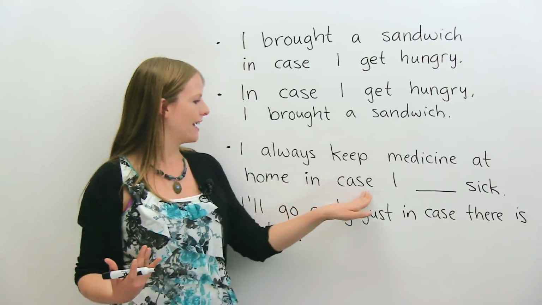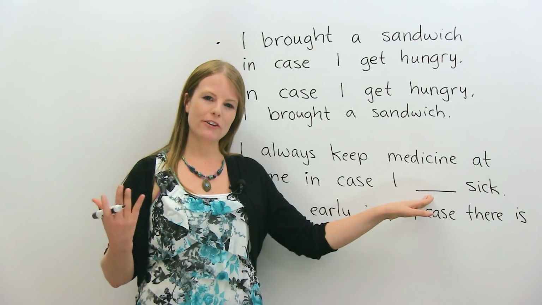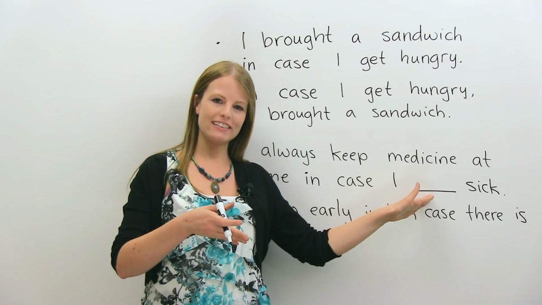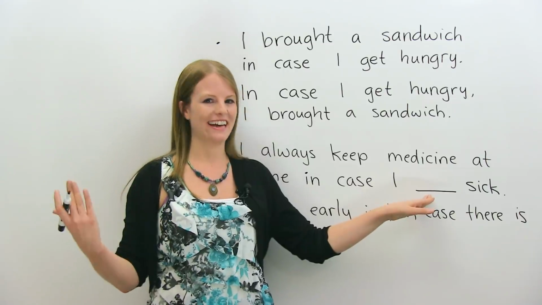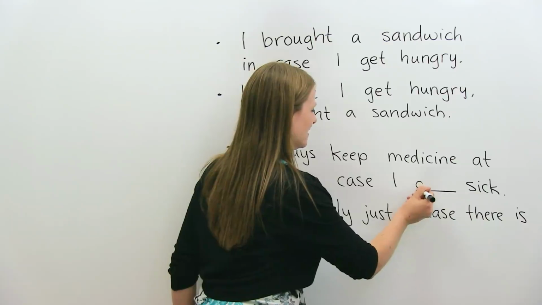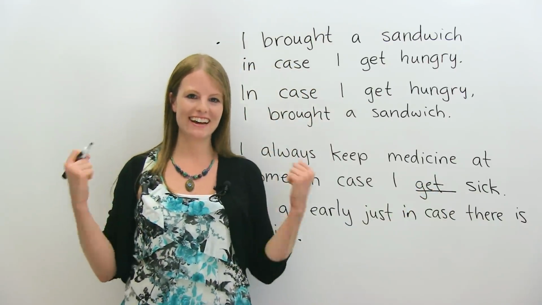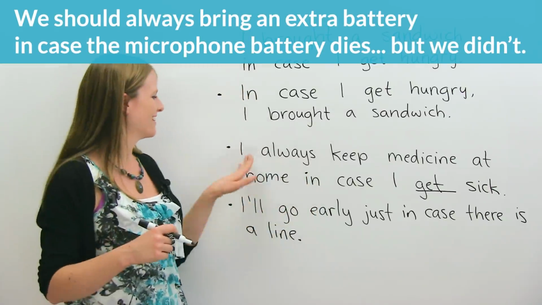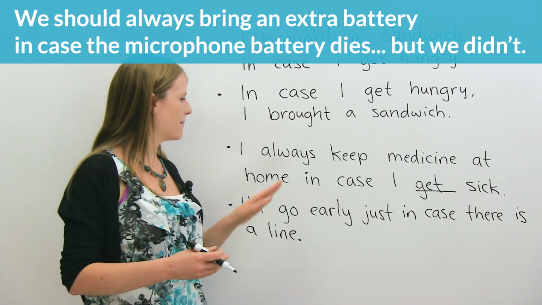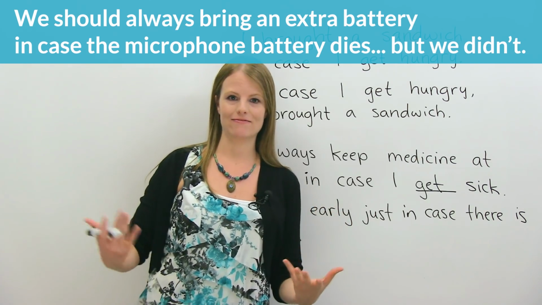So after in case, I want to use the verb get here. What do I need to do to the verb get? Is it going to be in the past tense, as in got? Do I say get or will get? What tense do I use? If you said get, which is the present tense, you are correct. Yay! Good for you. I hope you got that. I always keep medicine at home in case I get sick. And again, this is in the present because it's something we do as a routine. We're always doing this.